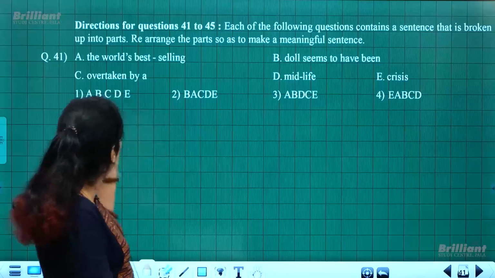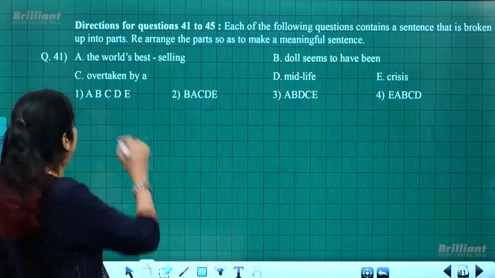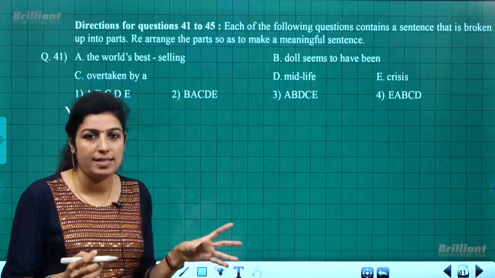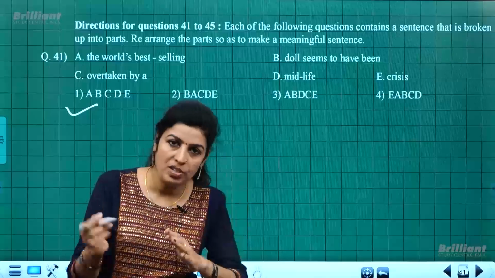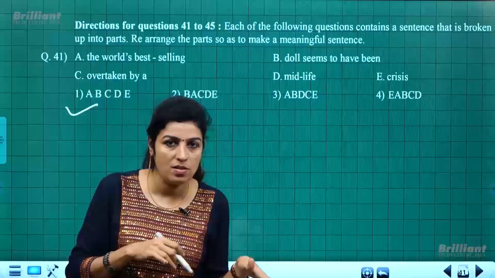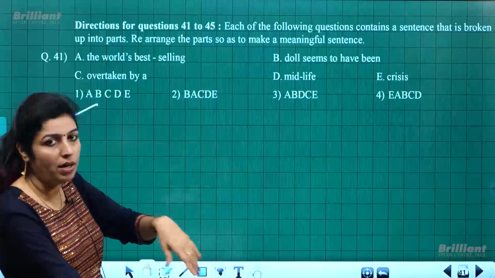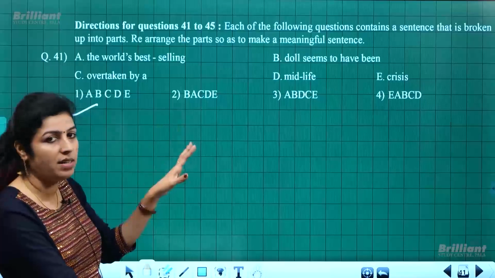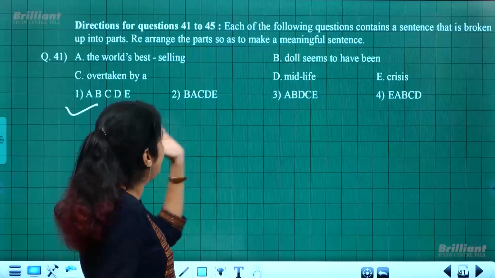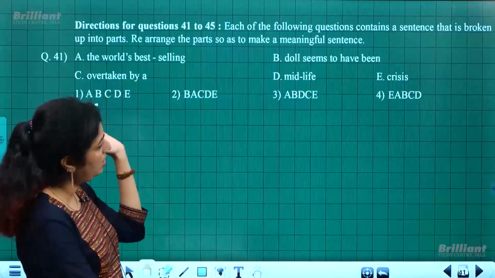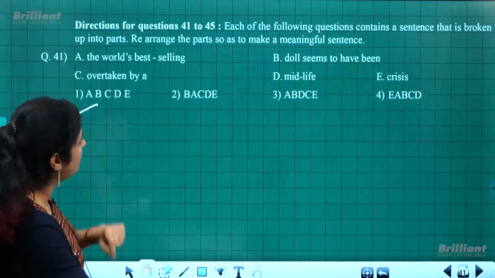So in that sense, it should have been A, B, C, D, E. It was very silly, but read it likewise. You read it in the order in which it is given, and if you feel that something is wrong somewhere, that means the order is to be rearranged, isn't it? Right now, when you read it in its order, you need not change anything because it's given in its order itself. The world's best-selling doll seems to have been overtaken by a midlife crisis. So it becomes a correct sentence. In that sense, A, B, C, D is the correct option.